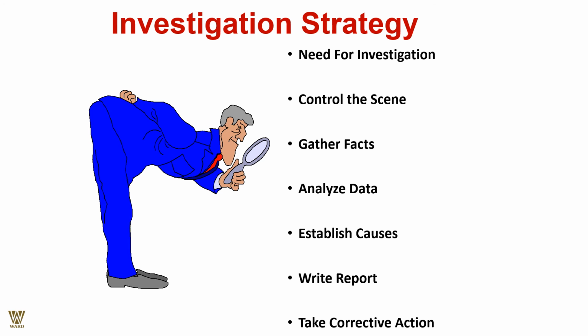So, investigation strategy. Need for the investigation strategy. What do we go for? First and foremost, we need to control the scene. Then gather the facts and analyze the data. What comes out from the facts establishes the cause. Then write the report and take corrective actions, as the case might be. So, the steps are: control the scene, gather facts, analyze data, establish cause, write report, and take corrective actions on an as-needed basis.